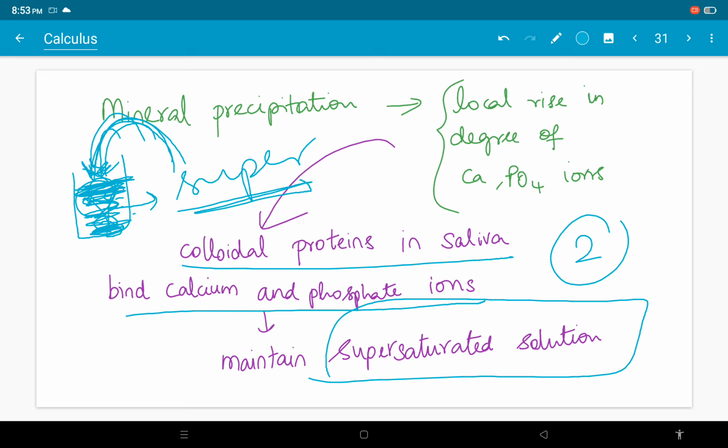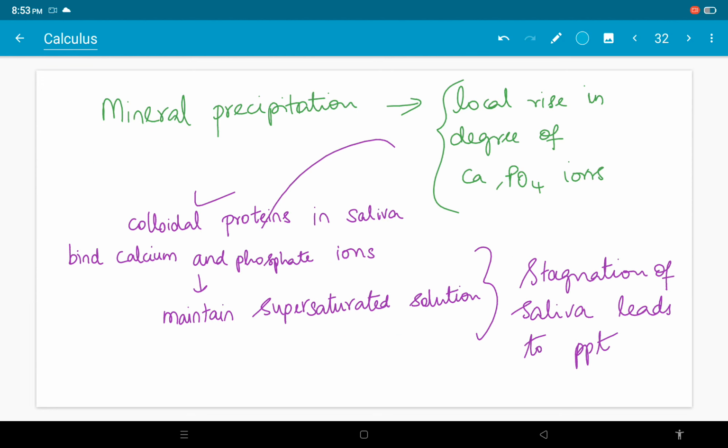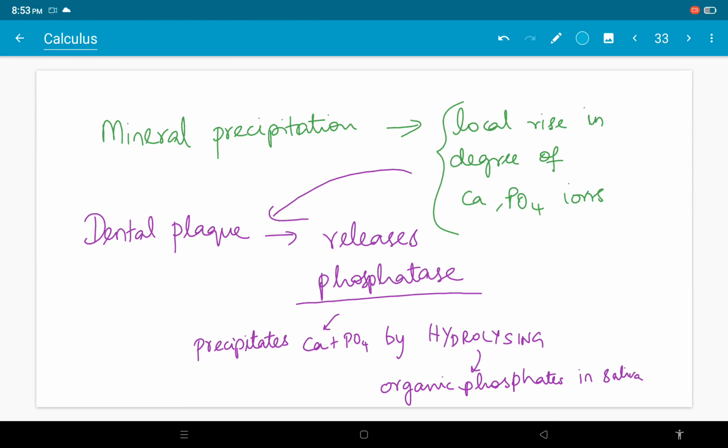That is what they are telling here. Hope you understand the concept of saturation and supersaturation. If you have any doubt, please ask again in the comment section. So colloidal proteins in the saliva bind calcium and phosphate ions and maintain a supersaturated solution. If stagnation of saliva happens, which will definitely happen in your mouth, it will lead to the precipitation of these ions. This is the second theory they are proposing under mineral precipitation.